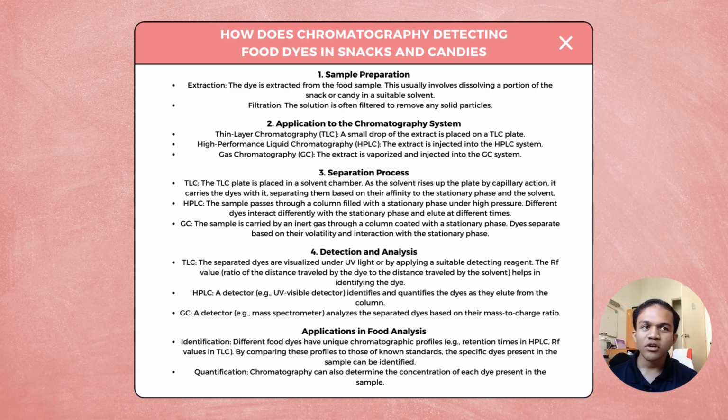Therefore, the chromatography in detecting food dyes in snacks and candies usually goes through many processes, where it can be so accurate, and it can be determined with three chromatography types, which are thin layer chromatography, high performance liquid chromatography, and also gas chromatography.